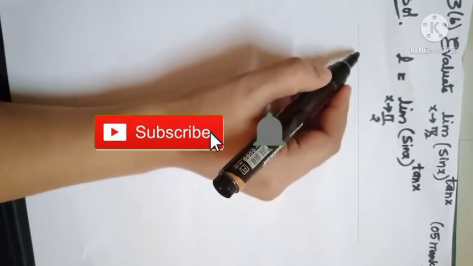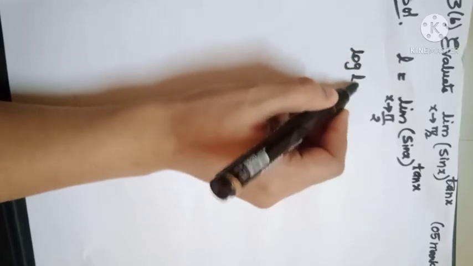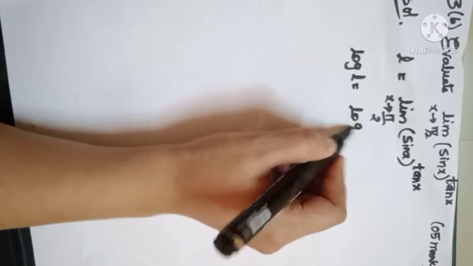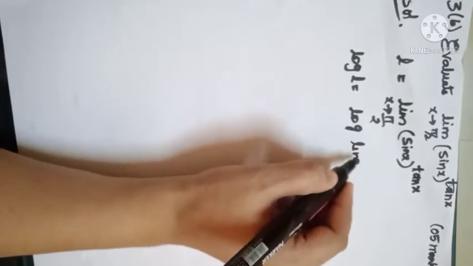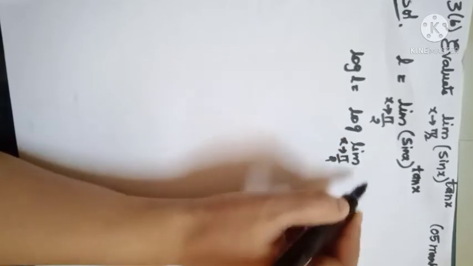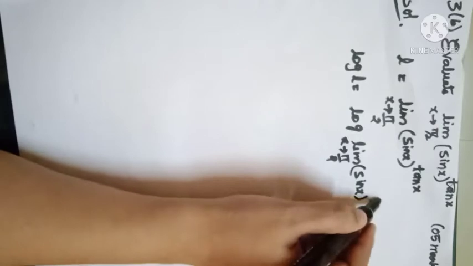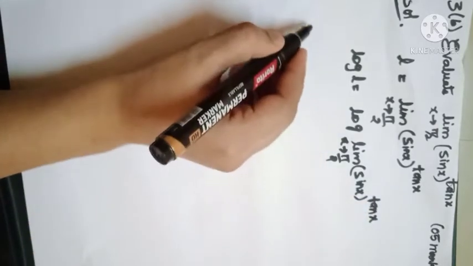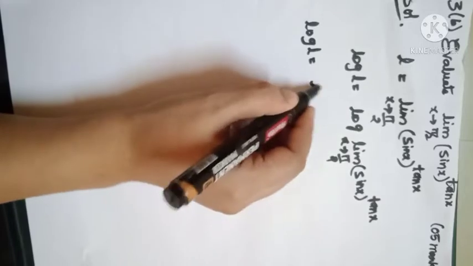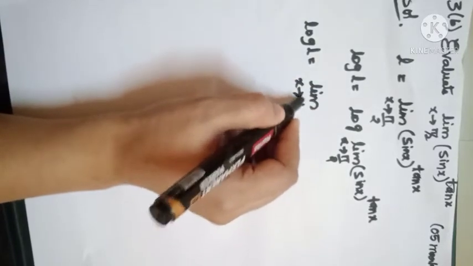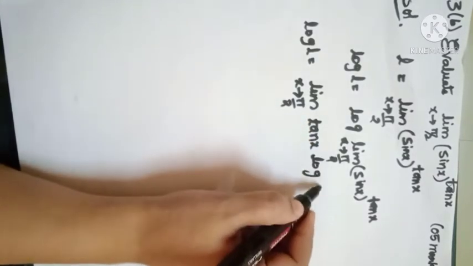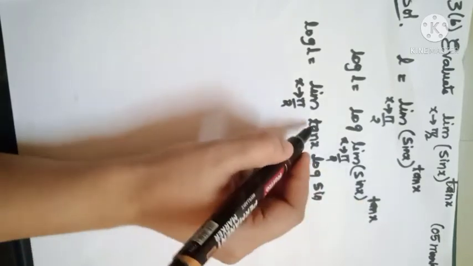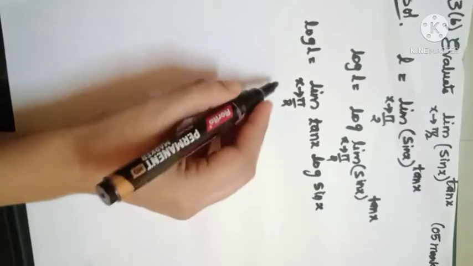Take log on both sides. So log L is equal to log of the limit as x tends to pi by 2 of (sin x) to the power of tan x. Log L is equal to the limit as x tends to pi by 2 of tan x log sin x. So the power comes down, multiplying the log of sin x.